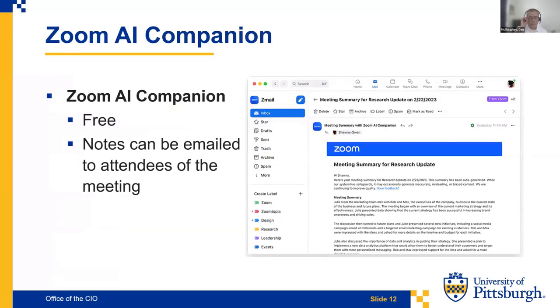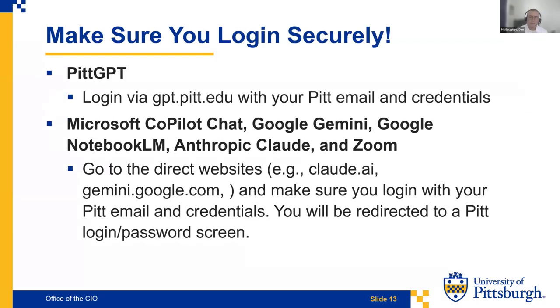Zoom AI Companion is a note taker and meeting summarizer that plugs right into Zoom, and that's available for anybody that has the ability to create Zoom meetings. I think everybody has the ability to create Zoom meetings. And this is just a slide to once again emphasize always log in with your Pitt credentials. We'll share this presentation, and there's a slide with the links to every one of these different tools I've been talking about.